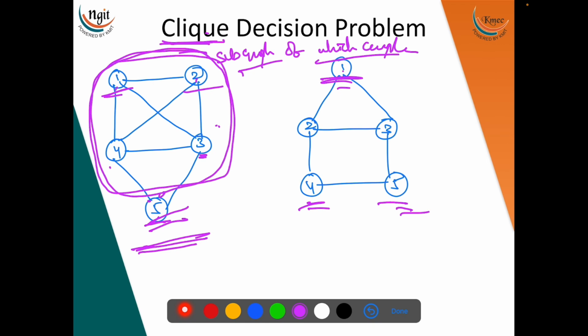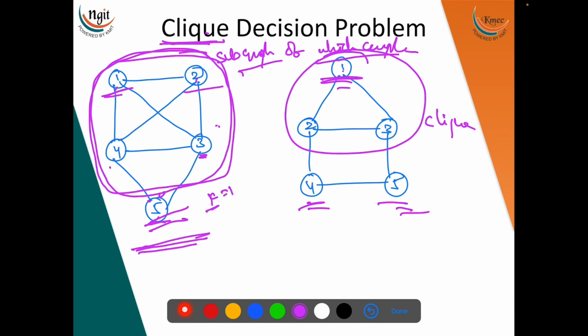Now I can say it is having one clique, K is equal to 1. Here I am denoting by K the number of vertices in the clique. And look at this: is it a complete graph? No. But is the subgraph a complete graph? Yes. Now this is a subgraph and it is a complete graph, so I can say it is a clique.